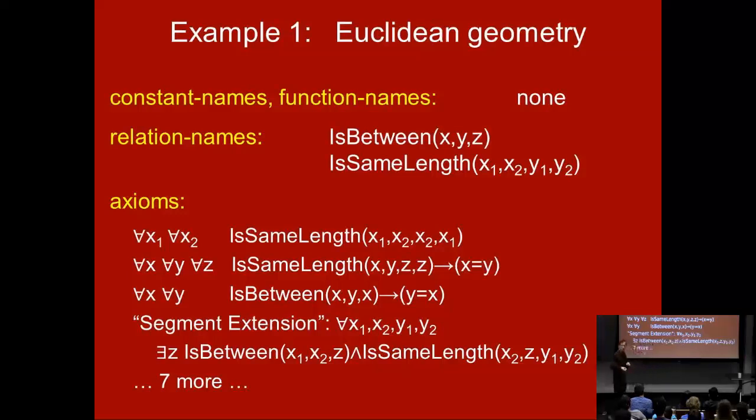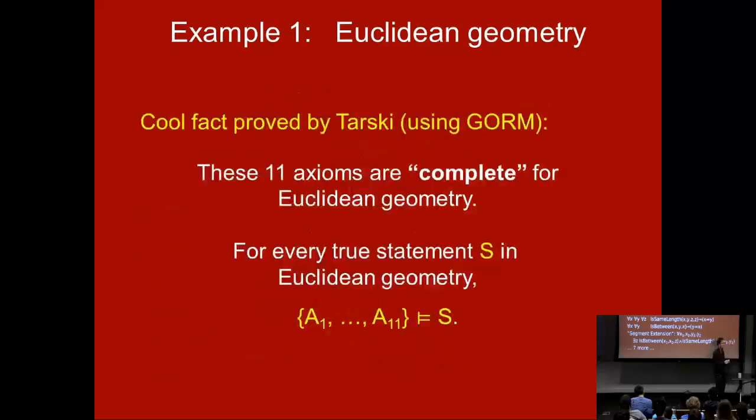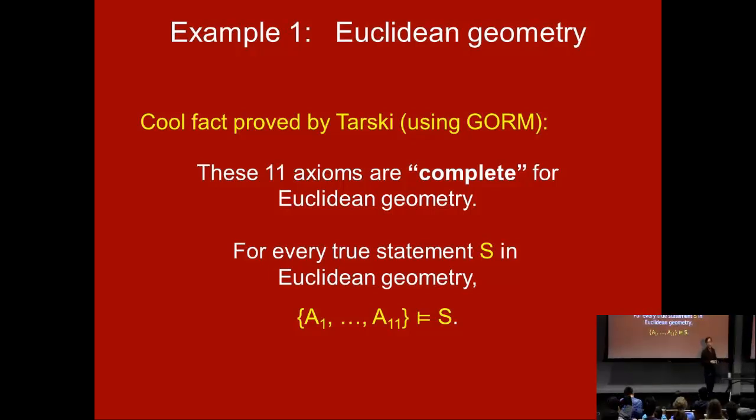So he wrote down these axioms, and then he started to reason about what you could deduce from them in this first order logic deductive calculus. Certainly anything you deduce based on these axioms is a true statement of geometry. And what was cool, he proved it using just regular mathematics, is that these 11 axioms are complete for Euclidean geometry, which means the other thing. Every true statement about geometry can be deduced from these axioms. For every true statement S in Euclidean geometry, these 11 axioms entail that statement. So you can deduce it using the deductive calculus.